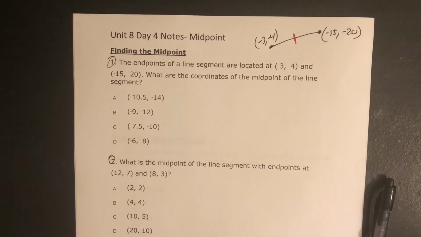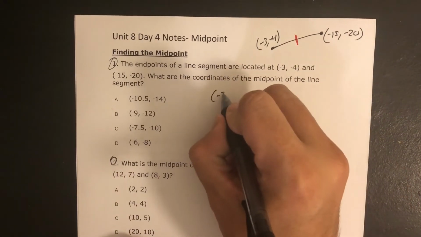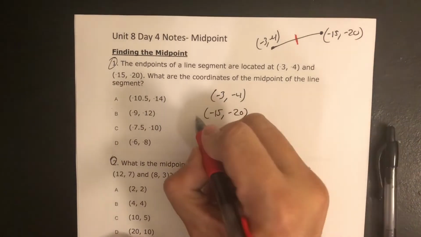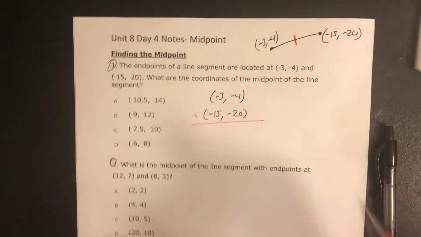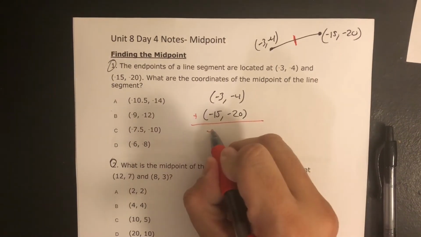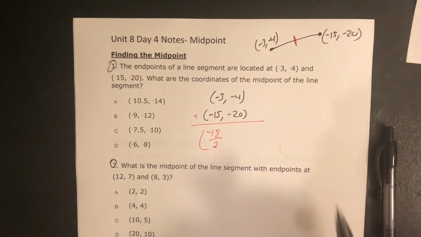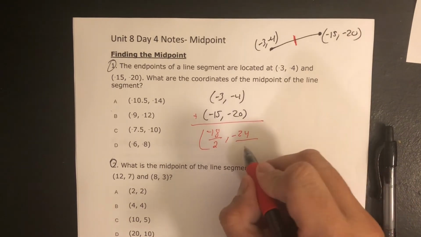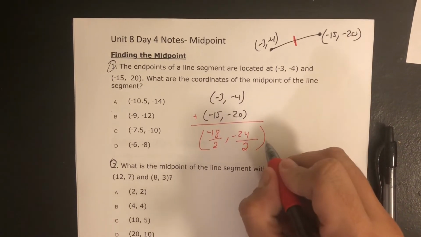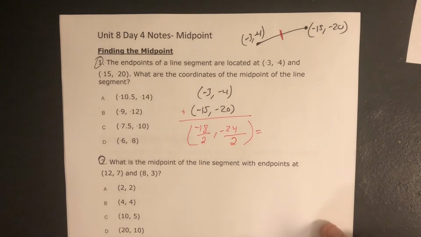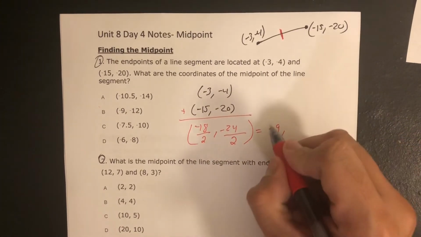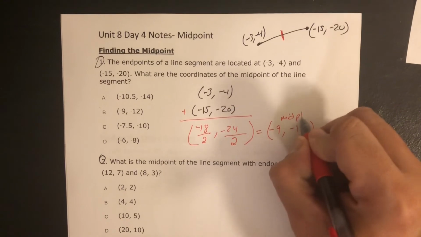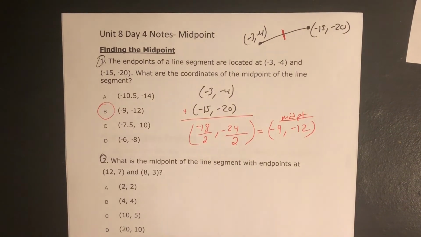So according to our idea of midpoint, we're going to add the x's together. Here we go. And divide by 2. Negative 3 plus negative 15 is negative 18. Don't forget to divide by 2. And then negative 4 plus negative 20 is negative 24. Okay? Divided by 2. So now let's simplify that. Negative 18 divided by 2 is negative 9. Negative 24 divided by 2 is negative 12. And there's your midpoint, which is answer choice B.